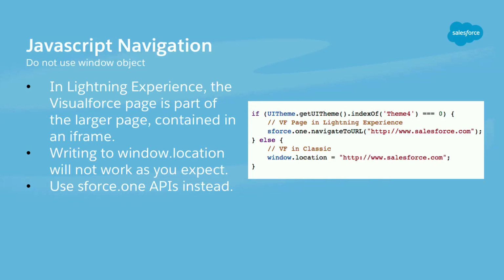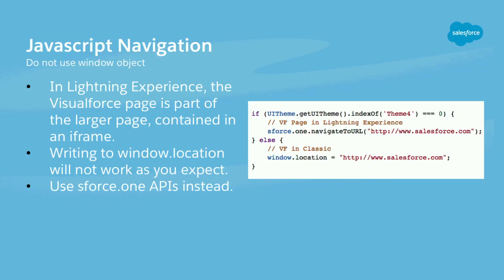Okay, and just another note, to highlight JavaScript navigation, and to show you the switch, and introduce actually a new feature in the next release. Again, in Lightning Experience, a Visualforce page is part of the bigger page. It's in a different domain. And you can't say window.location equals. It's just not going to behave the way you want it to behave. You want to navigate around the entire application.